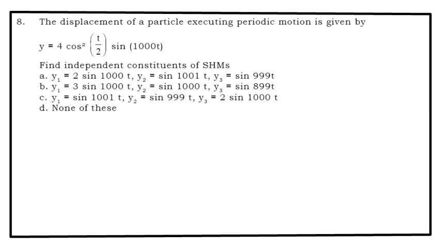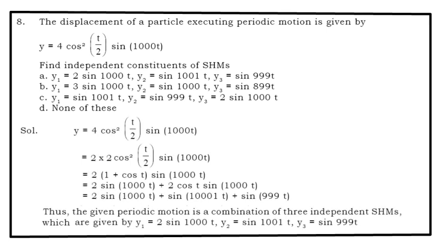The displacement of particle executing periodic motion is given by y is equal to 4 cos square t by 2 sine of 1000 t. Find independent constituents of SHMs. Options are given to you. y is equal to 4 cos square t by 2 sine 1000 t. Now 2 cos square t by 2 is what? 1 plus cos t. So I put that value there. So 2 into (1 plus cos t) sine 1000 t. 2 sine 1000 t plus 2 cos t sine 1000 t.